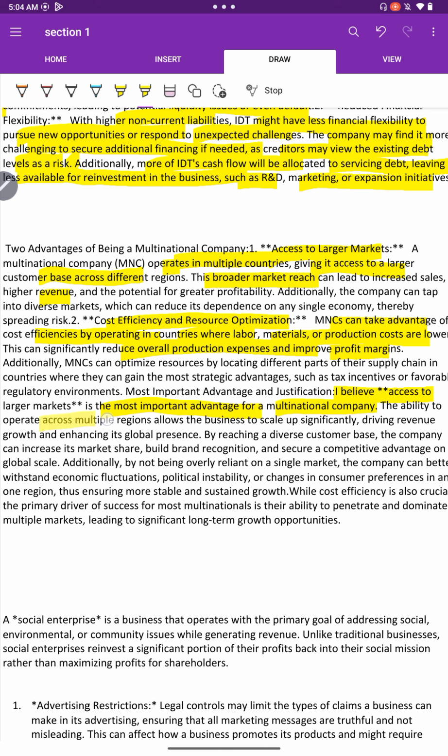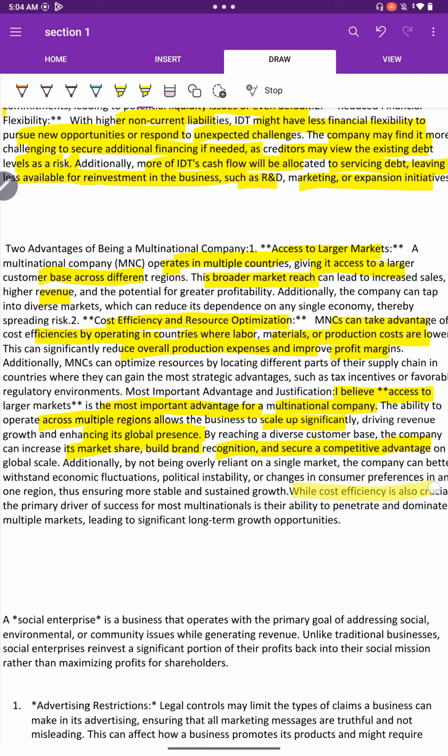The ability to operate across multiple regions allows the business to scale up significantly, driving revenue growth and enhancing its global presence. By reaching a diverse customer base, the company can increase its market share, build brand recognition, and secure a competitive edge. You don't need to write this line, and you should start from here.